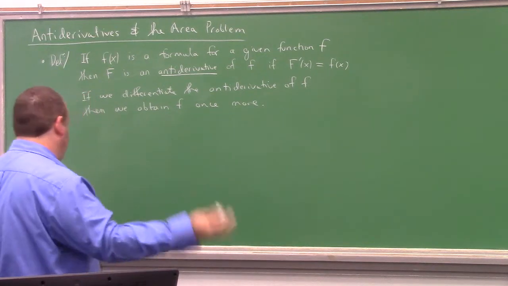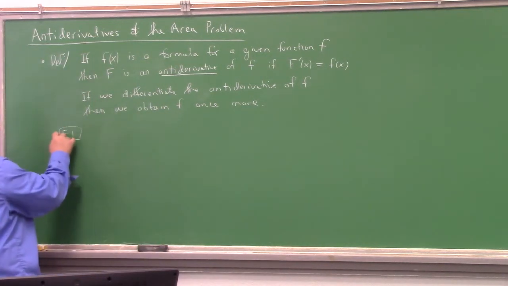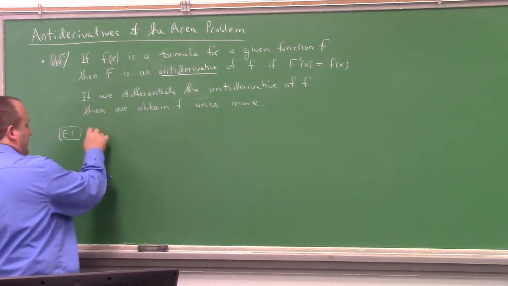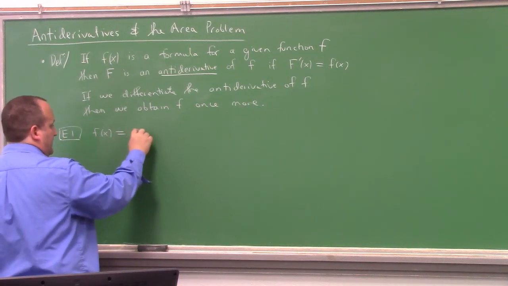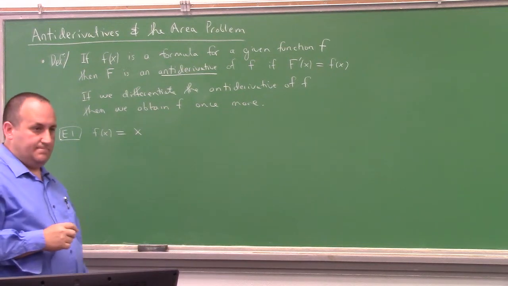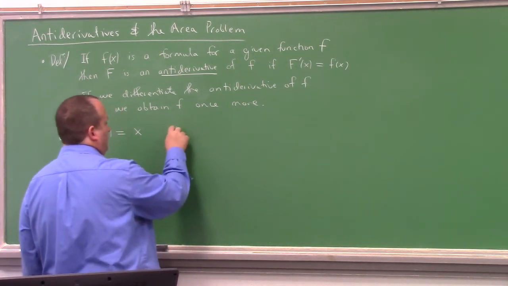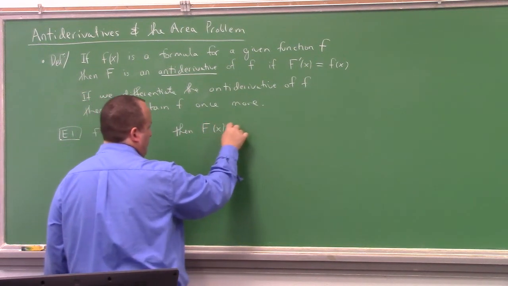So an example. Let me start us out pretty small. Suppose we had f of x equal to x. All right? Then big F of x is equal to blank.